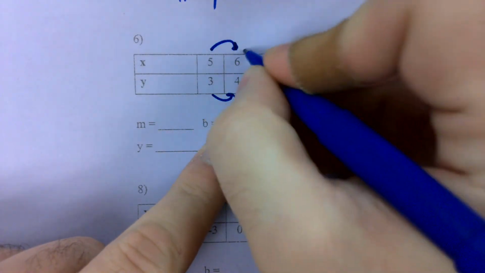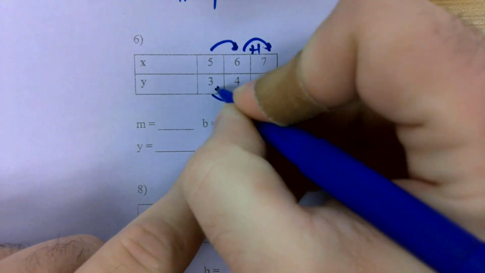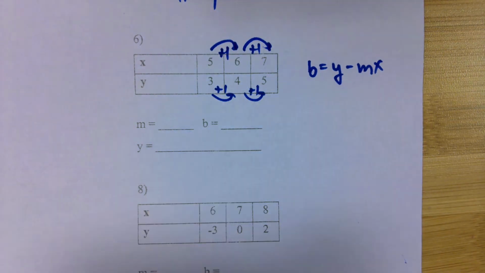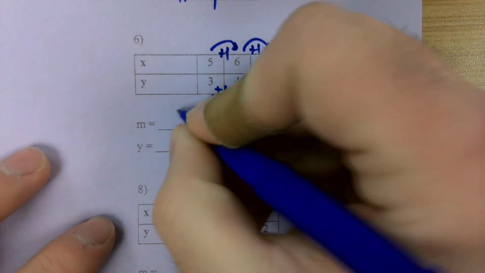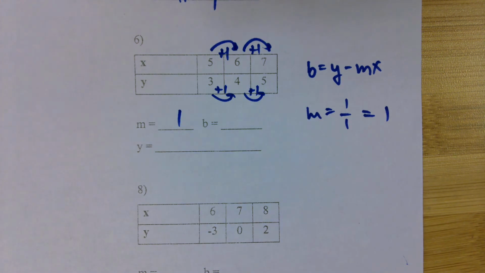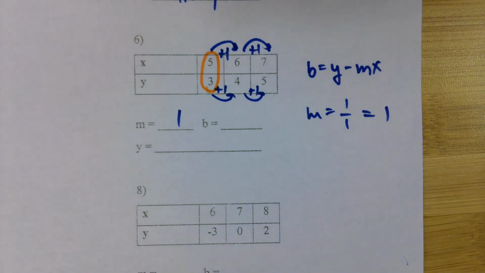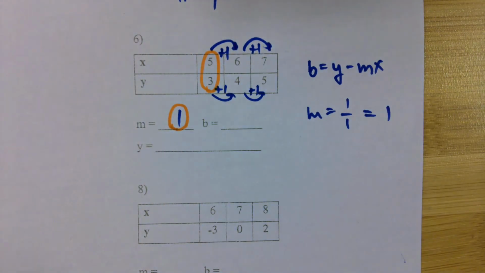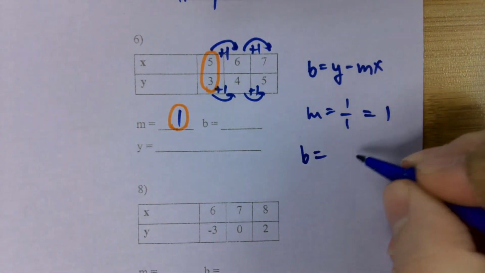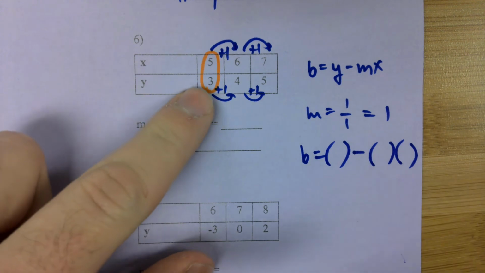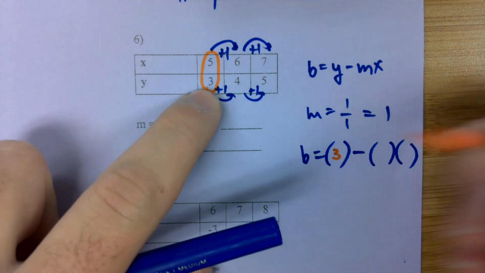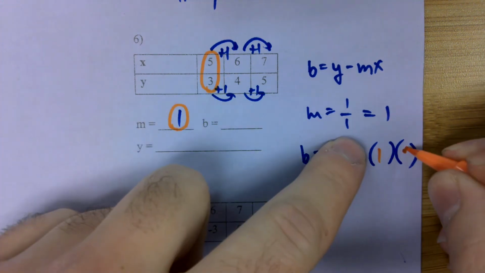We can see our change in x and our change in y, they're both plus 1, right? So our slope's going to be 1 over 1, which is just positive 1. And then what I'm going to do is take the first point in our table, 5, 3, and our slope of 1, and plug it into this equation, b equals y minus mx. The y here is 3, the m is 1, and the x is 5.